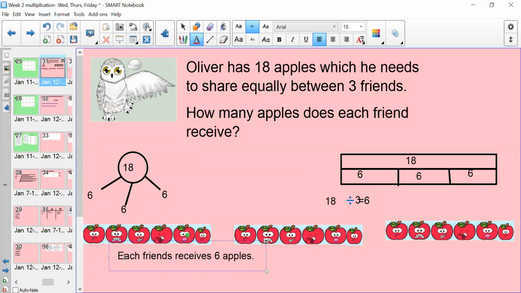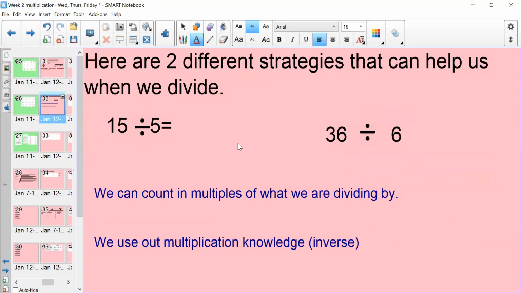Okay, so these are the kind of things we're going to be working on today. It's not always easy to know the answer to a division question unless you are drawing out apples or drawing out dots or arrays. So we're going to try and think of some strategies to help us to get the answer quicker. There are 2 different ways that you can use when you are dividing. Now, the goal obviously is to be able to do that mentally.